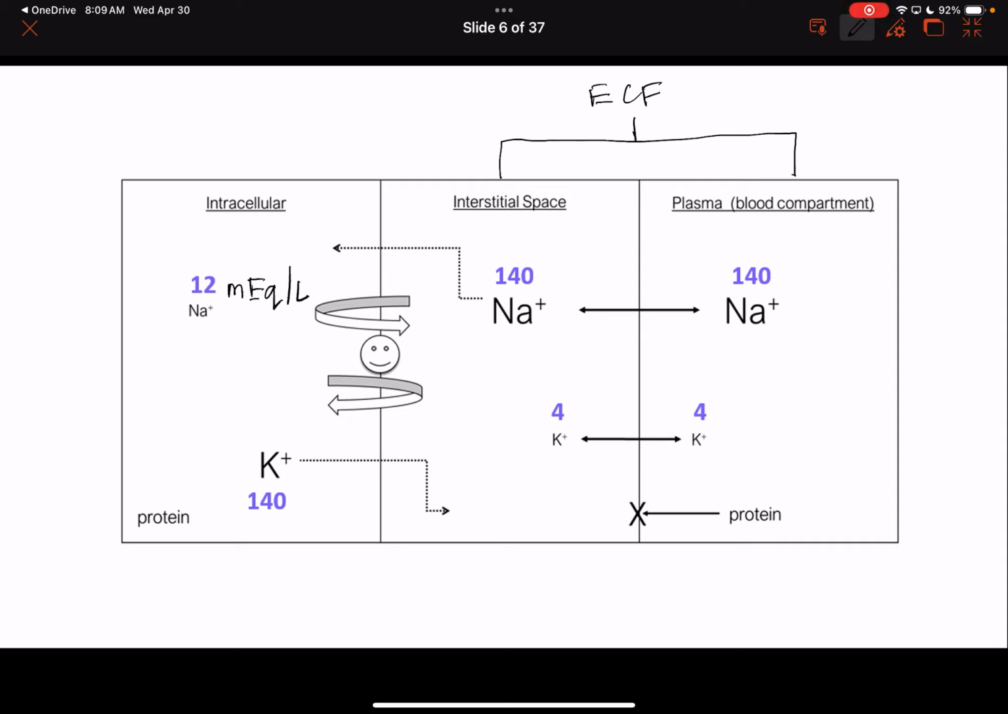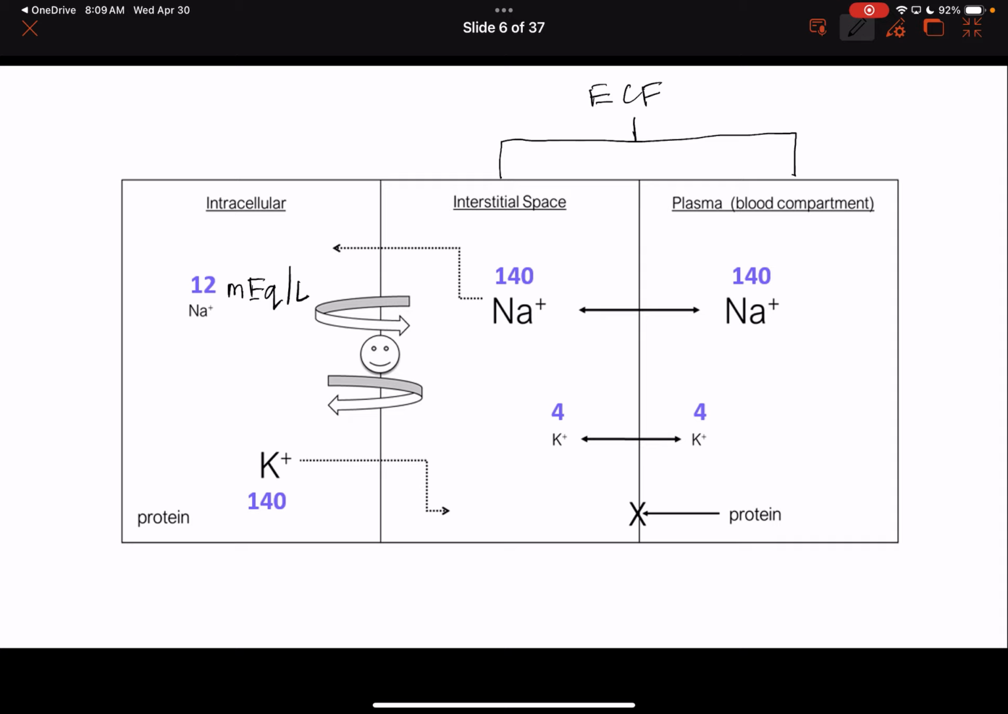And if you remember from B32, this is all to set up for an action potential. We have to have a lot of sodium on the outside of the cell to allow for depolarization and that sodium to rush into the cell so that we can reach that positive 30 of our action potential. And then we need lots of potassium inside the cell to have repolarization, which is the efflux, or the potassium going out of the cell. So this all sets us up to be able to communicate with our nervous system.